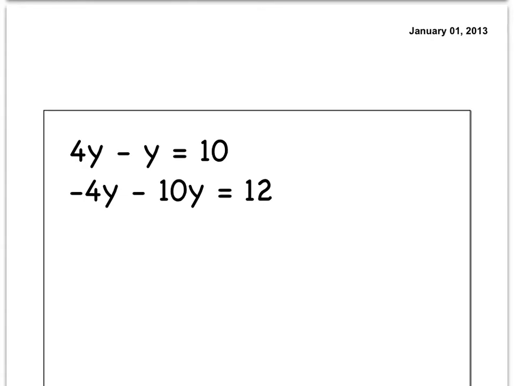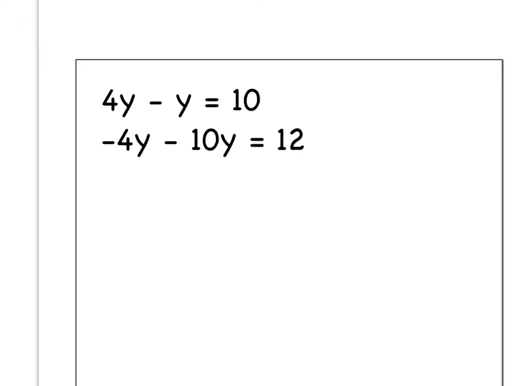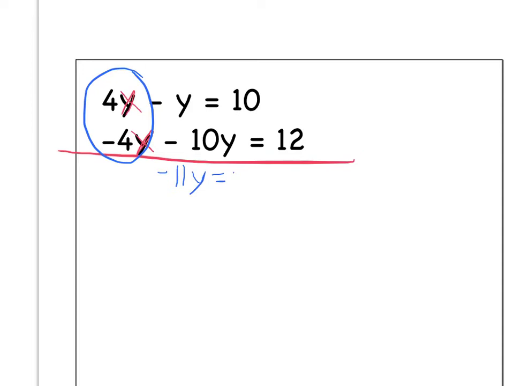On the next one, they're already opposite signs. What I want you to do is turn this into an x and this into an x, because we should have two different variables on here. Since the x's are already opposites, we're going to go ahead and eliminate those. And if we took away a y and then took away 10 more, we took away 11 y's, equaling 22. Divide by negative 11, and y equals negative 2.